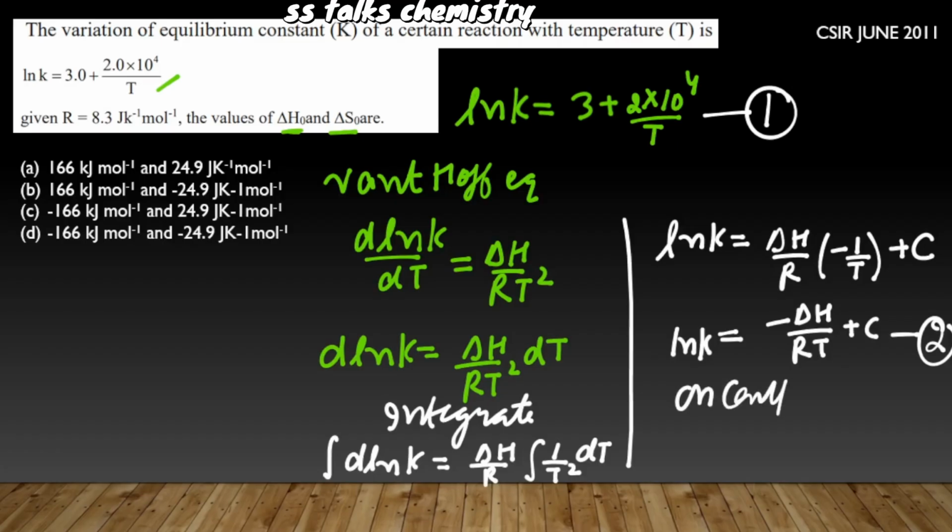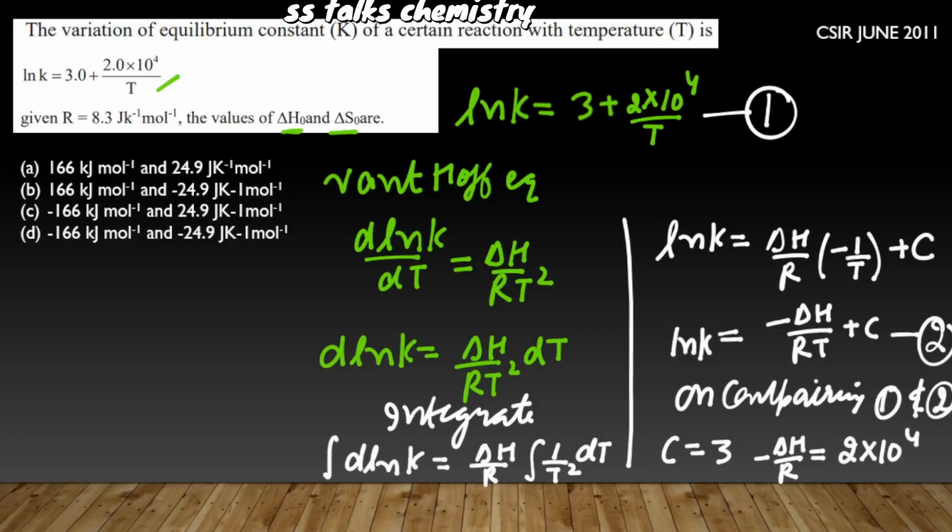On comparing 1 and 2, we get that the C value is 3 in this case, and delta H upon R, with the negative sign, is equal to 2 into 10 to the power of 4. Right? So from here, the delta H value can be calculated.